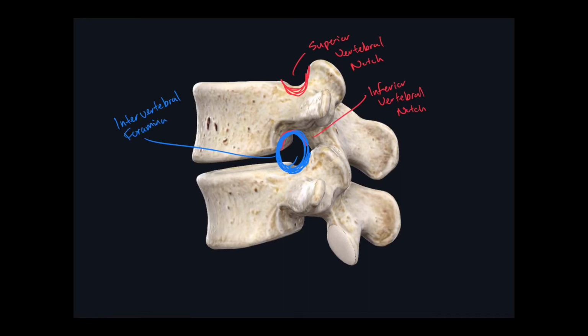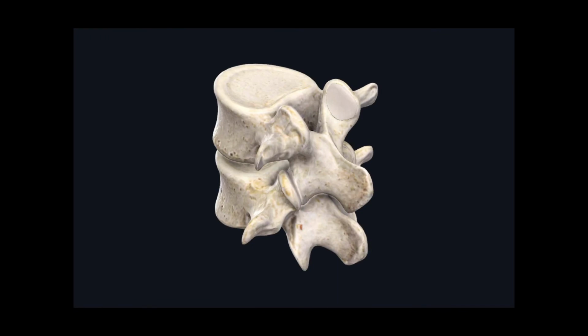And those are found all the way up and down the vertebral column. For example, there would be one right here. If we had another vertebra stacked on top of this one, there would be another one down here. Again, being formed by the superior vertebral notch and the inferior vertebral notch of different vertebrae.